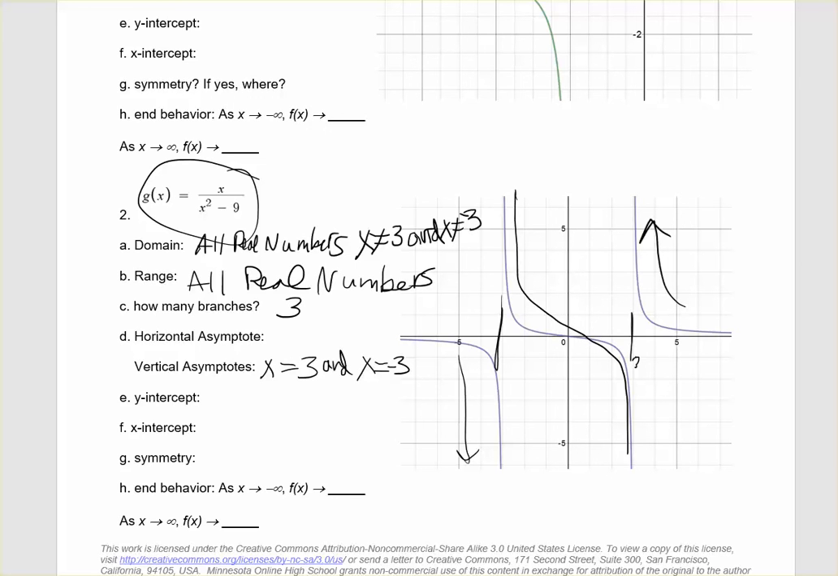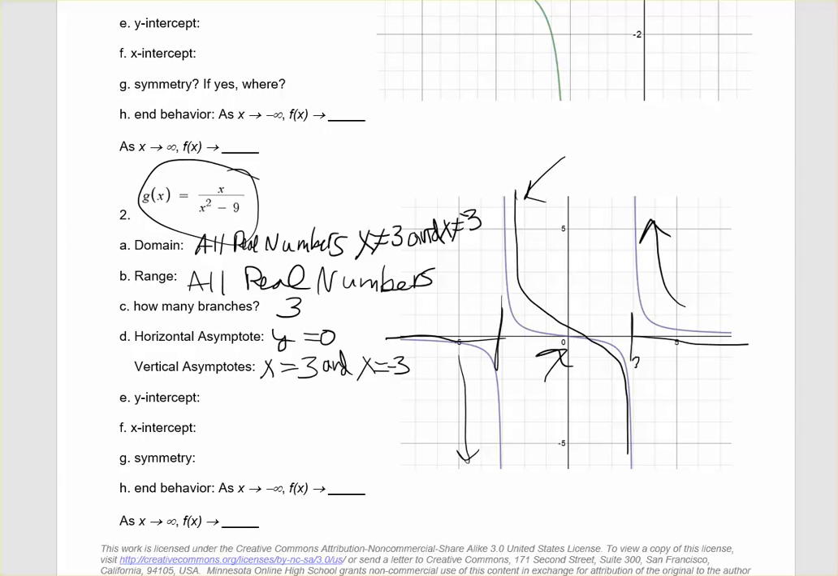Now, there is a horizontal asymptote. It does not apply to the middle branch, but there's a horizontal asymptote for this side and for this side, and it is that y equals 0. It's okay that this one goes through the horizontal asymptote because these 2 branches do use that horizontal asymptote to guide what they're going to do.